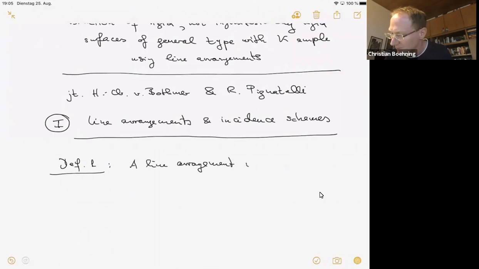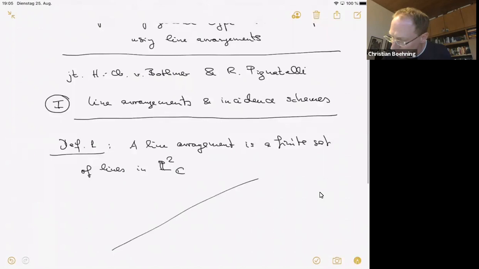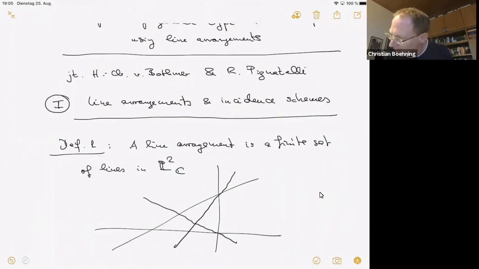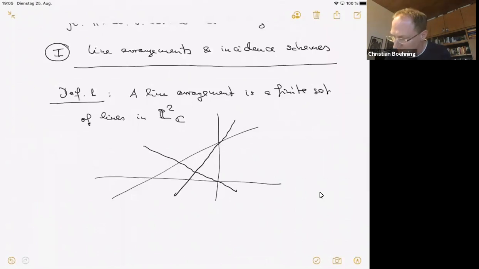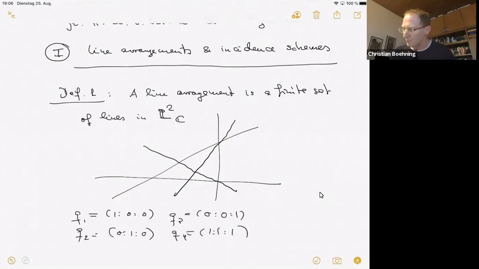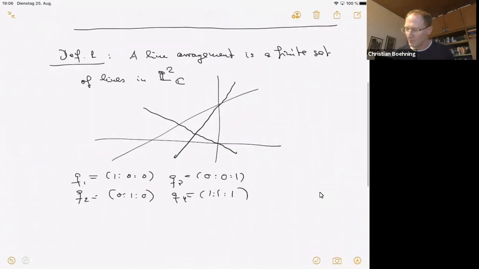Just a fixed notation, so this is a finite set of lines in P2 over the complex numbers, and it looks like this. Of course, I can only draw real arrangements. And I want to assume in what follows that the standard coordinate points, so (1,0,0), (0,1,0), (0,0,1), and finally (1,1,1), are always among the mutual intersection points of lines in the arrangement. So that will be for the action of projectivities later on.